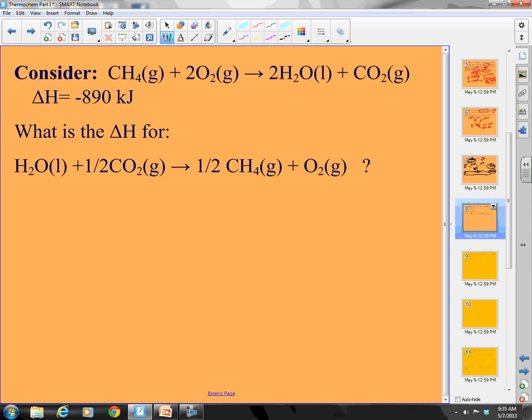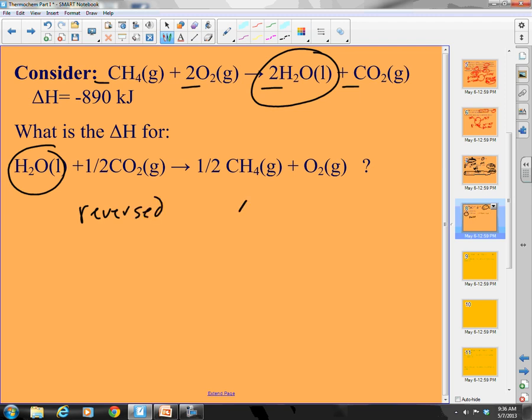Okay, so what have we done here? Well, it looks to me we had 1, 2, 2, 1. Water's on this side. Now when I look here, I have water on this side. So the first thing I did is what? I reversed it, so we reversed our reaction. So now we're looking at delta H equaling not a negative, but a positive 890 kilojoules.